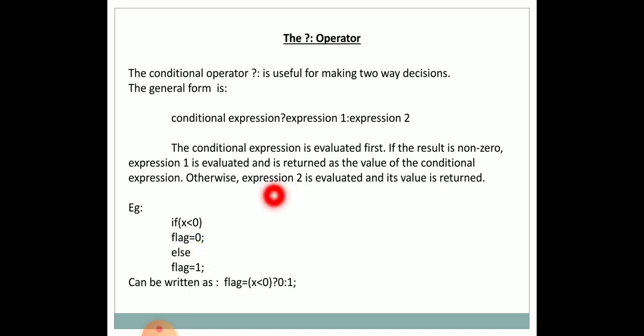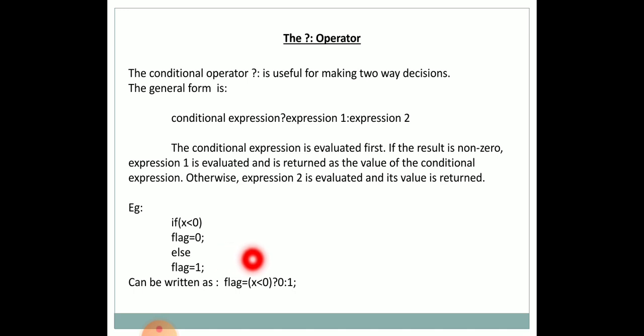In this case, we check for the condition x less than 0. If x is less than 0, flag will be set to the value 0, and if x is not less than 0, that means if this condition becomes false, the else part of the program will be executed. Flag equal to 1 will be executed. Okay, so flag will be set to the value 1.